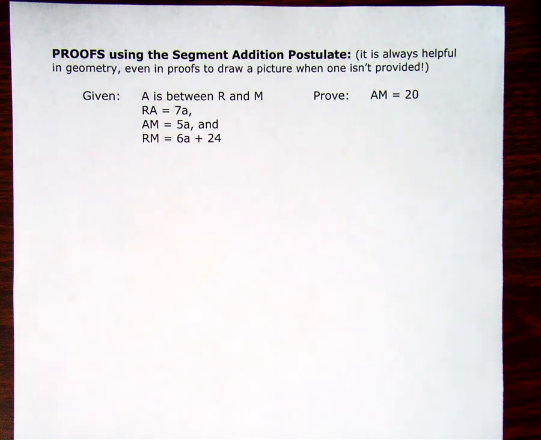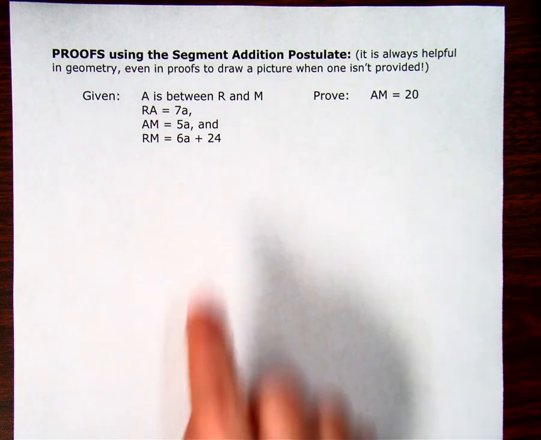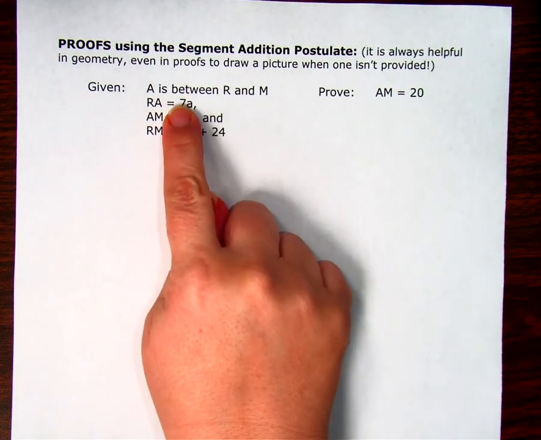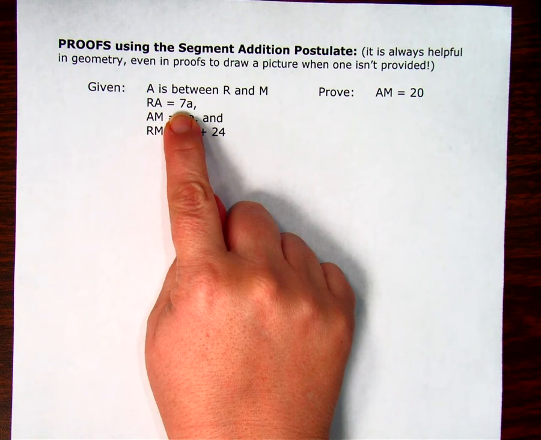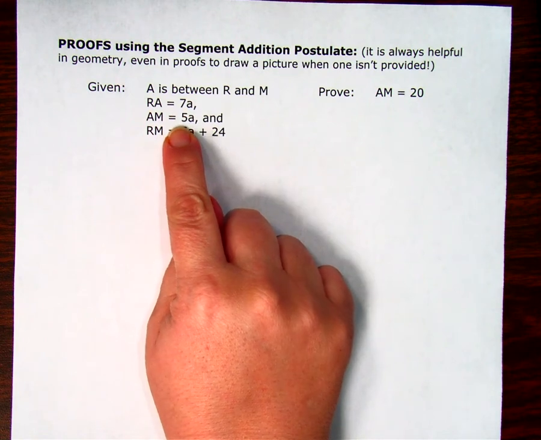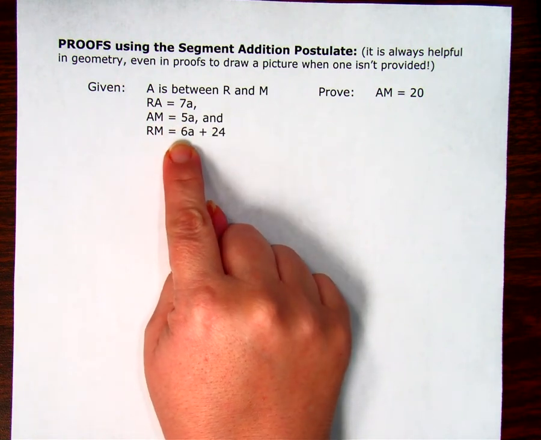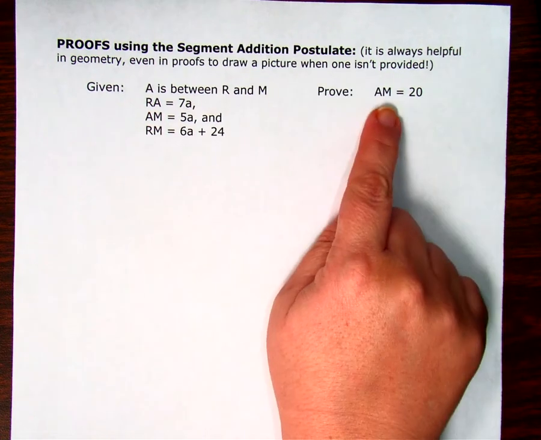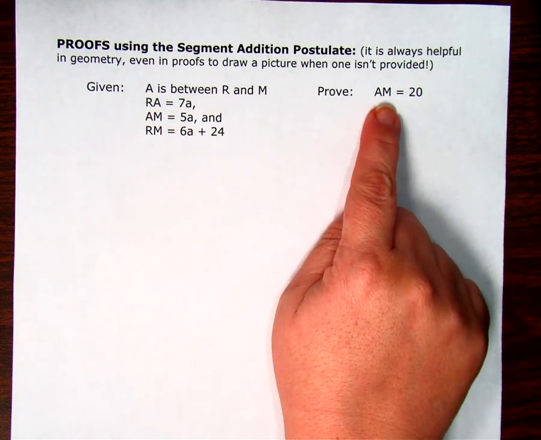Welcome back. This time we're going to look at the segment addition postulate and how it can be used in a proof. I'm going to try to prove that given A is between R and M, and the value of RA equals 7a, AM equals 5a, and RM equals 6a plus 24, the distance from A to M is 20.